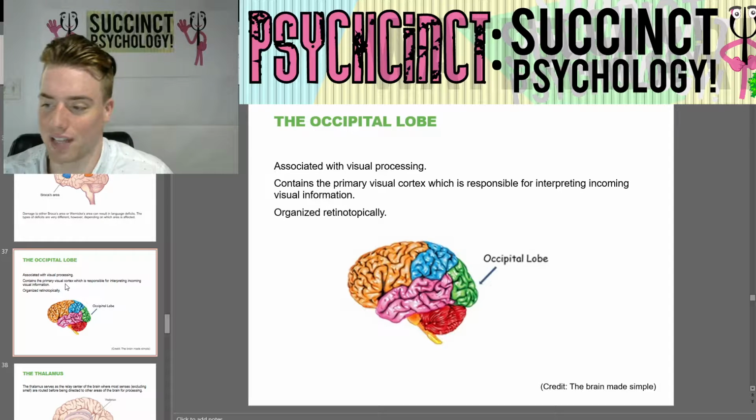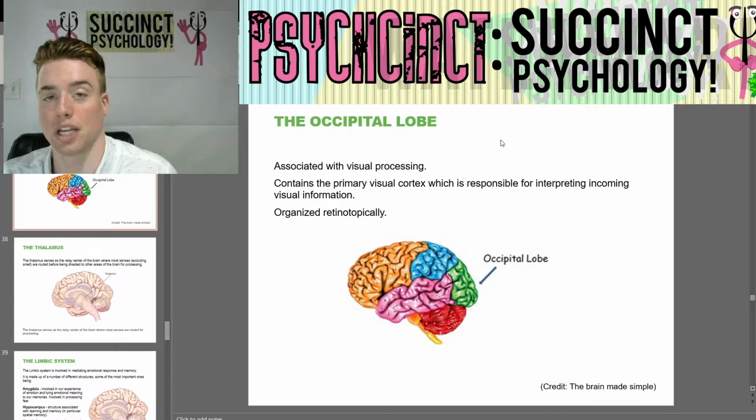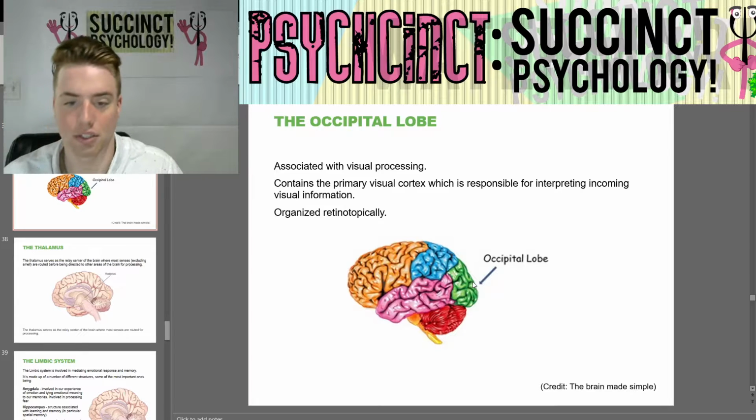So, starting off, we have the occipital lobe, which is associated with visual processing. It contains the primary visual cortex, which is responsible for interpreting incoming visual information, and is organized retinotopically. So here, occipital lobe, remember, back of your head, kind of.